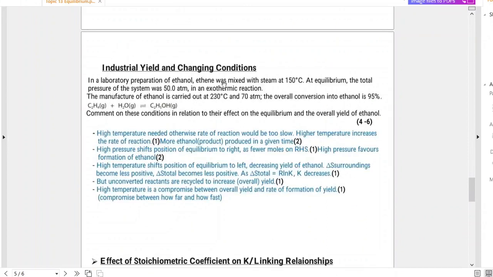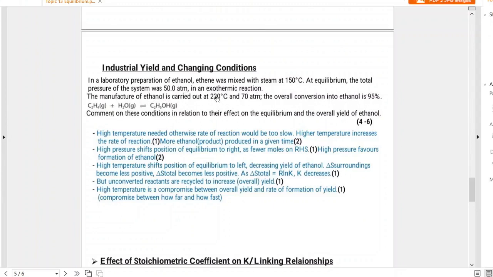In a laboratory preparation of ethanol, ethene was mixed with steam to form ethanol at 150 degrees Celsius. Unit 2 level, unit 2 organic chemistry. At equilibrium, the total pressure of the system was 50 atmospheric pressures in an exothermic reaction. The manufacture of ethanol is carried out at 230 degrees Celsius. 150, 230. We are carrying out at 230 and at a larger pressure. The overall conversion into ethanol is 95%.